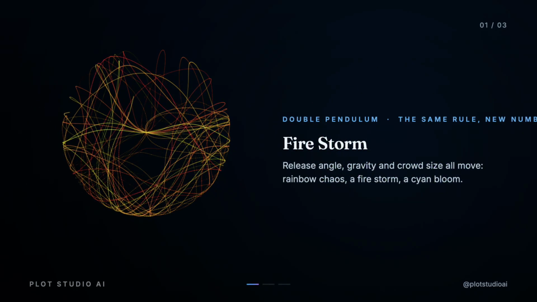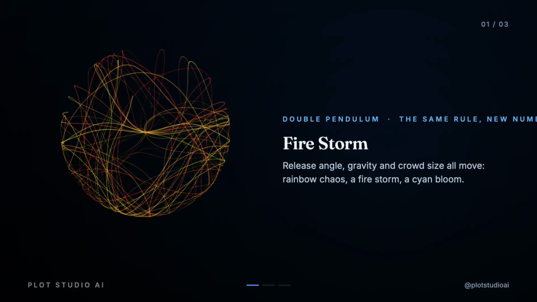Release angle, gravity and crowd size all move. Rainbow chaos, a firestorm, a cyan bloom.